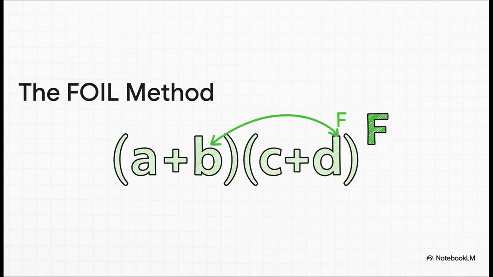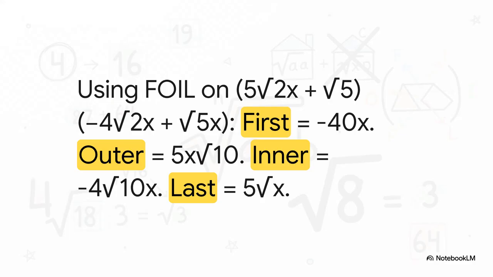It's just an acronym, a little memory trick, that gives us a roadmap to make sure we multiply every single piece. F is for first terms, O is for the two outer terms, I is for the two inner terms, and L is for the two last terms. It just keeps us organized. Okay, deep breath. Let's go back to our original problem and break it down with FOIL, one step at a time. First, F for first terms.